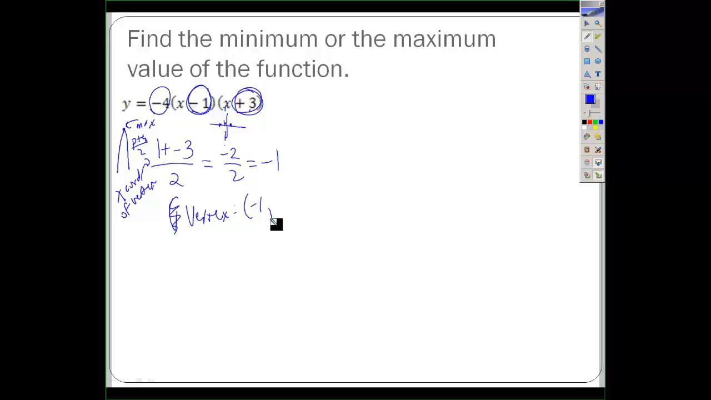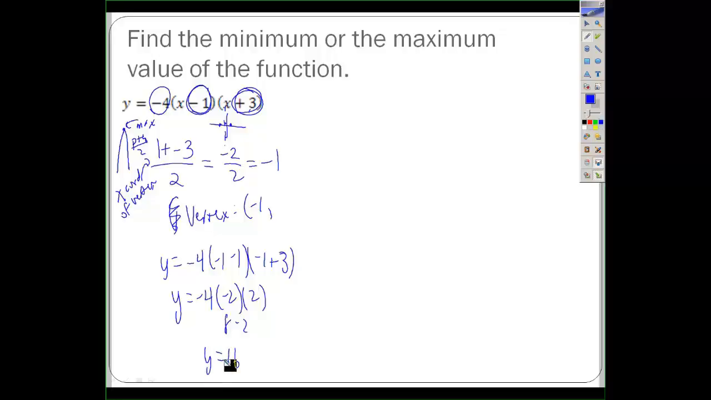To find the y-coordinate, we need to plug it in. y equals -4 times -1 minus 1 times -1 plus 3. So we'll just say y equals -4 times -2 times 2. This makes 8 times 2 is 16, so the y-coordinate must equal 16. So my vertex is -1, 16, and that should make sense because I need it to be above, right up here somewhere, so it makes my parabola.